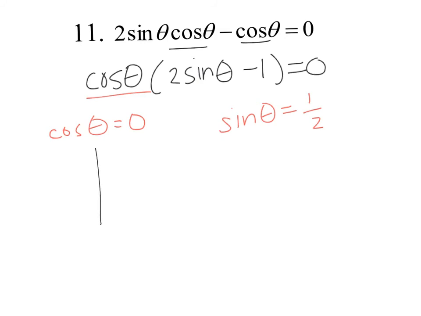So when does cosine equal 0? When does the x value equal 0? Up here and down here. So that would be, in terms of pi, pi over 2, and 3 pi over 2.